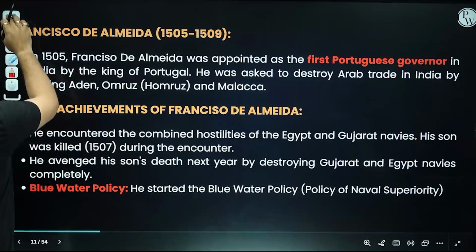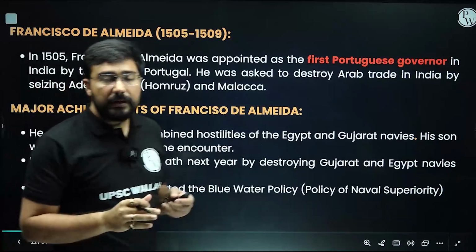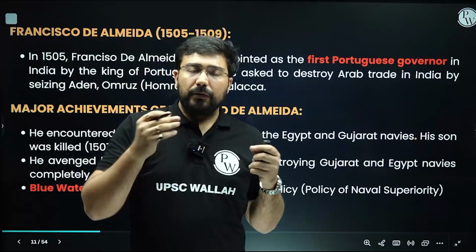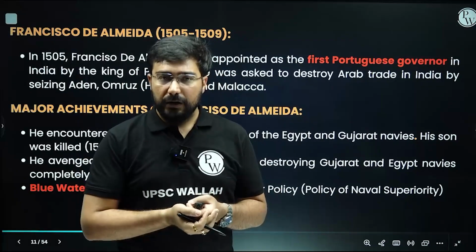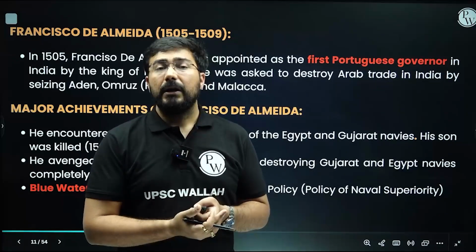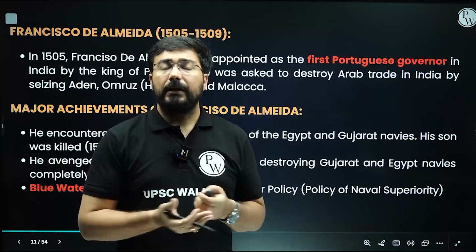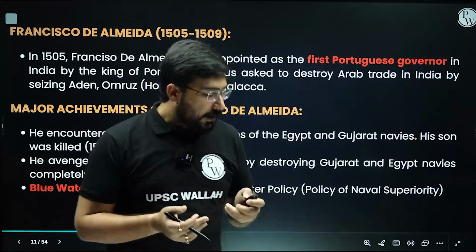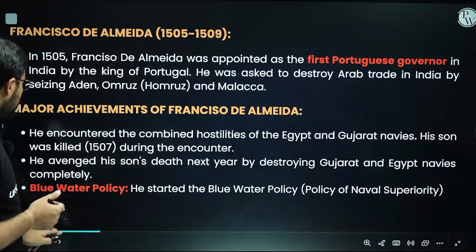So Francisco de Almeida was a very important personality, the first governor who gave them the vision to capture the trade of the whole Indian Ocean. He also won in the Battle of Diu. He was also trying to create a navy which could now work in different parts of the oceans. That's why he played a very important role.